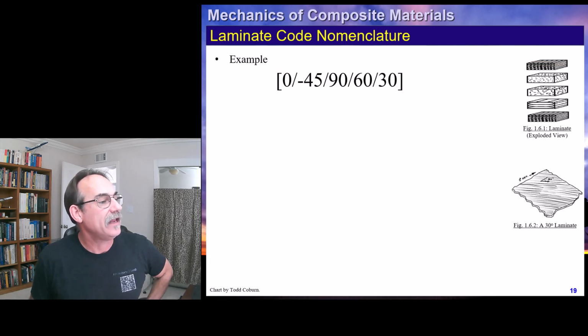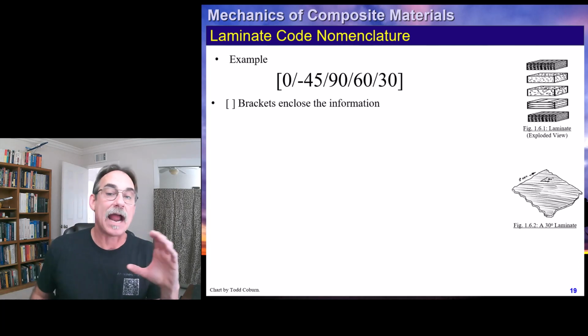Okay? And then we see here, this is a 0 degree. The next one is minus 45. And this is a different call out than what we're showing here, by the way. Minus 45 degrees, 90 degrees. That's transverse to the original layer. 60 degrees, 30 degrees. Okay? That is one way of calling this out. All right.